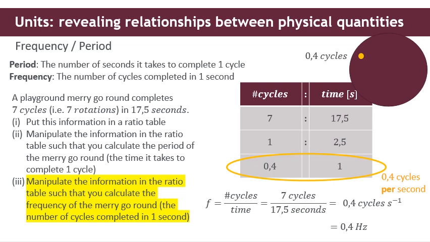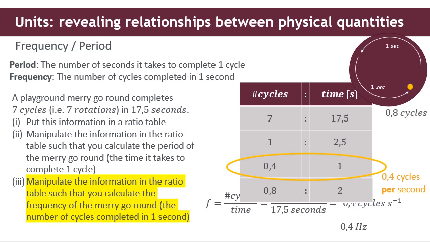There we go. And we know that it takes 1 second to complete 0.4 cycles. So can you tell me where the merry-go-round will be after 1 more second? How far would it have rotated? It will rotate to 0.8 cycles. Yeah, it completes 8/10ths of a cycle in 2 seconds.